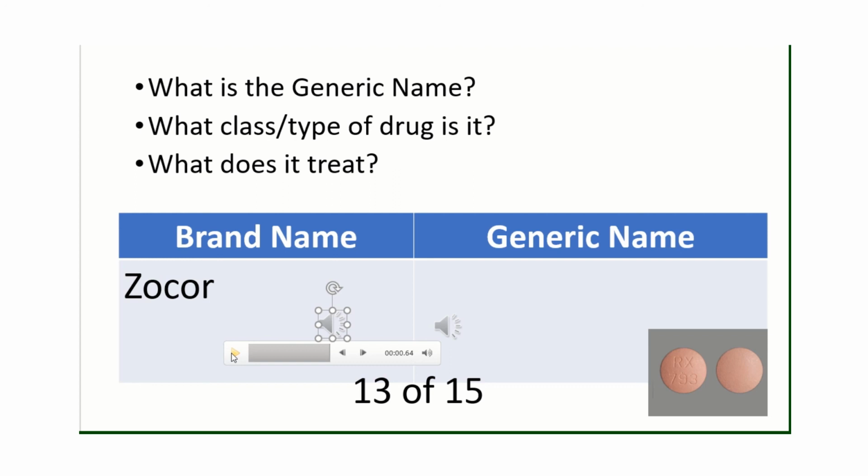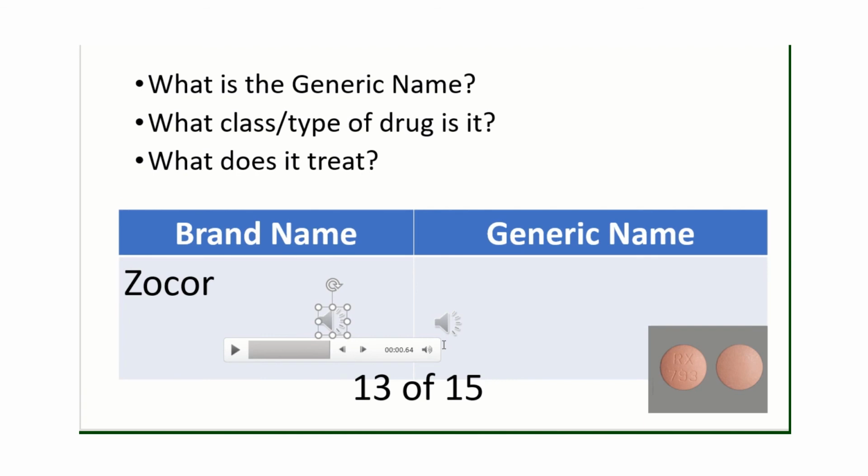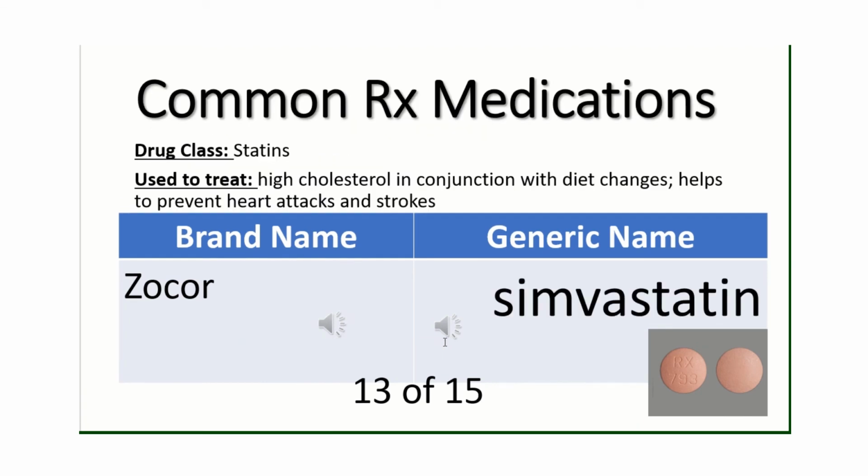What is the generic name for Zocor? What type of drug is Zocor? What does Zocor treat? The generic name for Zocor is simvastatin. Zocor and simvastatin are statins. Zocor and simvastatin are used to treat high cholesterol in conjunction with diet changes and help to prevent heart attacks and strokes. That would be Zocor and simvastatin.